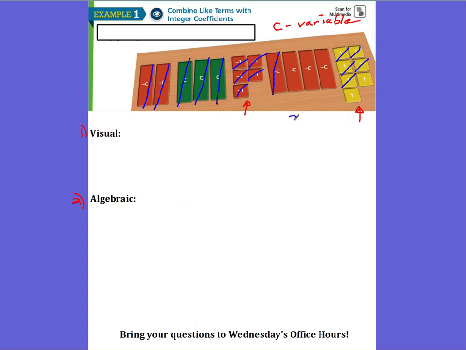So I'm left with 3 negative Cs, which could also be written as -3C. And I'm left with 2 positives. So visually, this whole thing is equal to -3C plus 2, because we can just whittle it down.